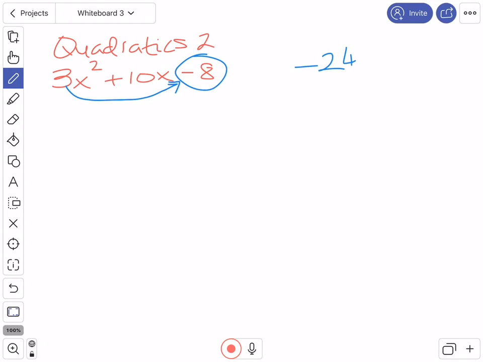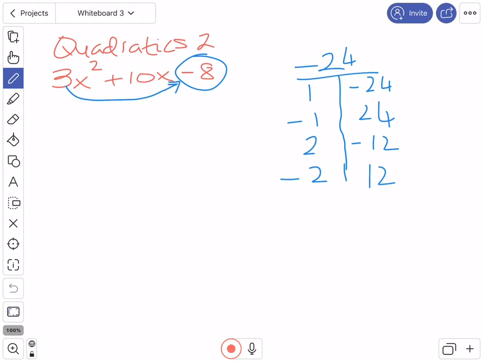Now there's loads of factors of minus 24, so we're going to write all of them out before we pick. So I could have had 1 and minus 24, or I could have had minus 1 and 24. I could have had 2 and minus 12, or I could have had minus 2 and positive 12. I could have had 3 and minus 8, minus 3 and 8. I could have had 4 and minus 6, or minus 4 and 6.